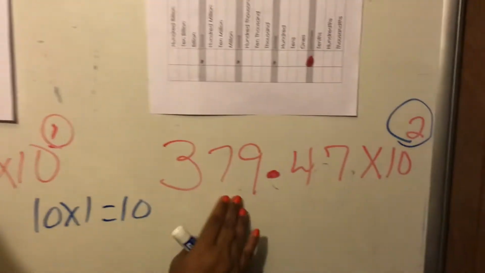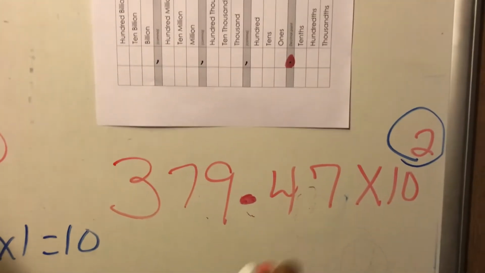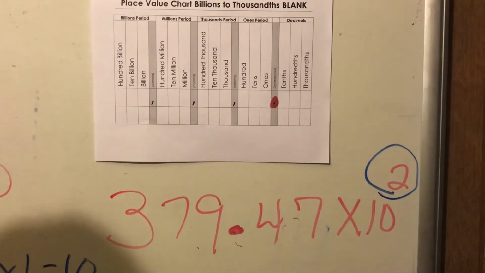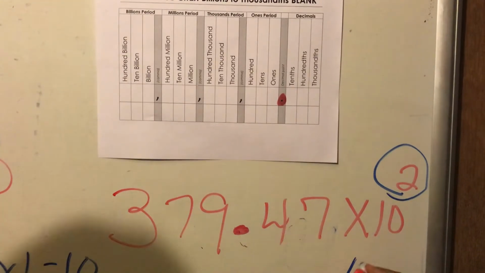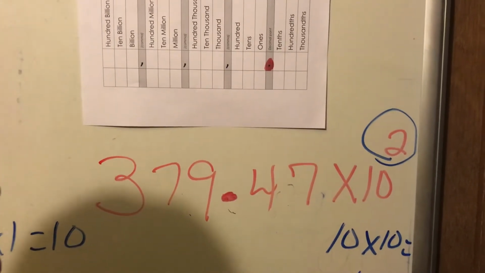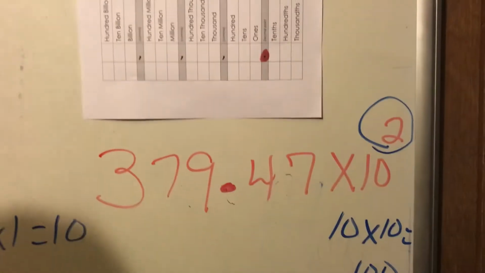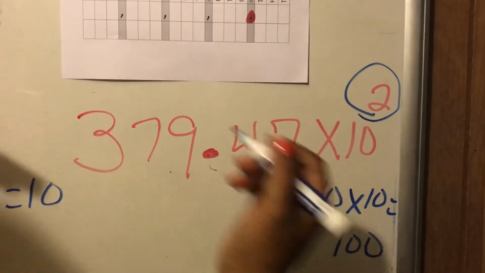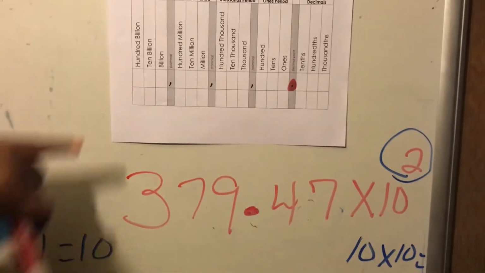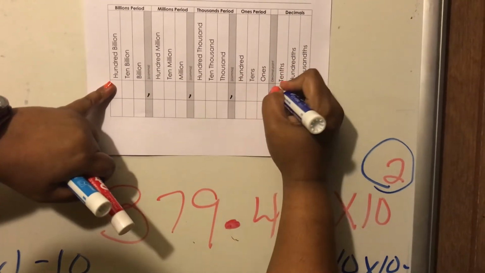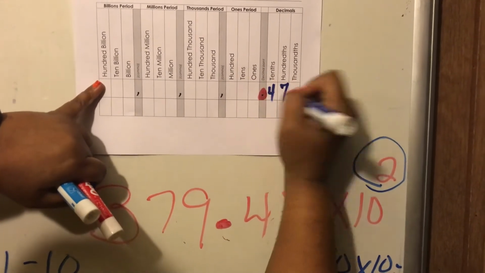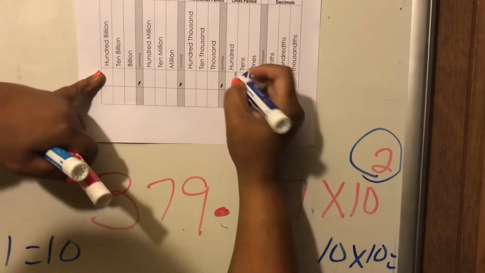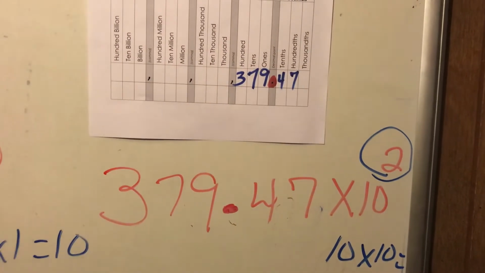Let's go over to this one. We have 379 and 47 hundredths times 10 to the second power. That 10 to the second power tells me it's different from that 10 to the first. It is 10 times 10, which equals 100. So I have two sets of 10. Therefore, I'm going to shift my decimal twice to the right. Let's write our first number into our place value chart. 4 is in the hundredths position's neighbor, the tenths... 4 is in the tenths. 7 is in the hundredths. 9 is in the ones. 7 is in the tens. And 3 is in the hundreds.